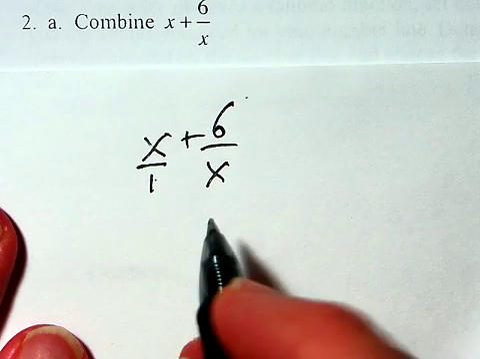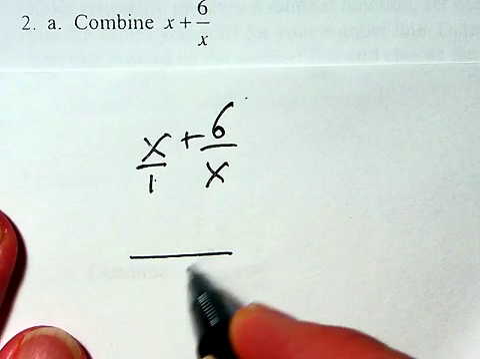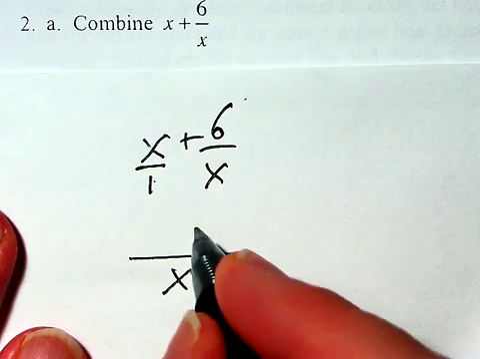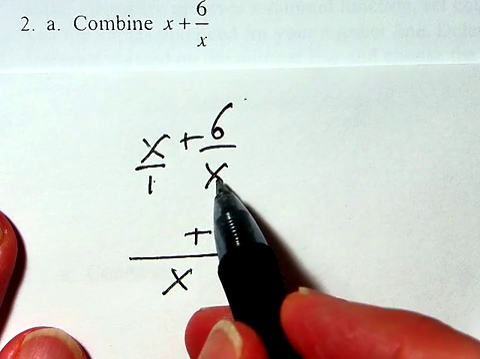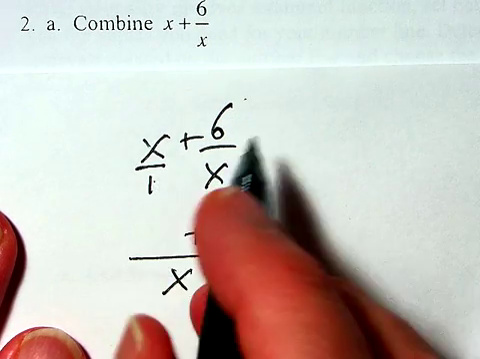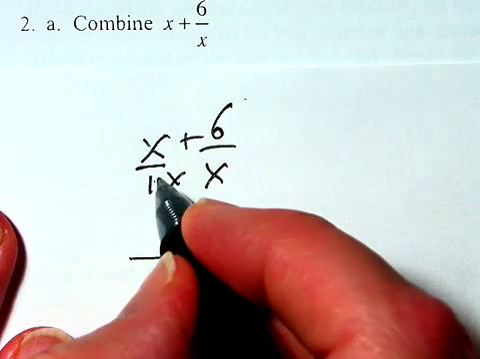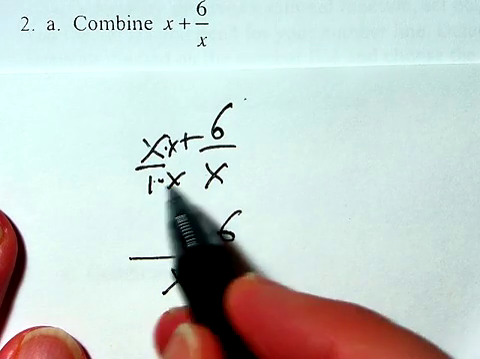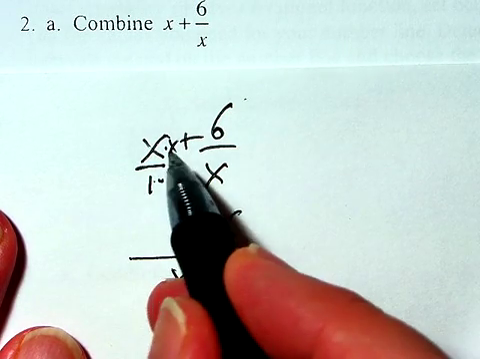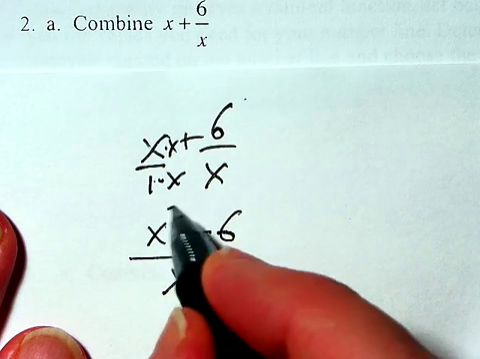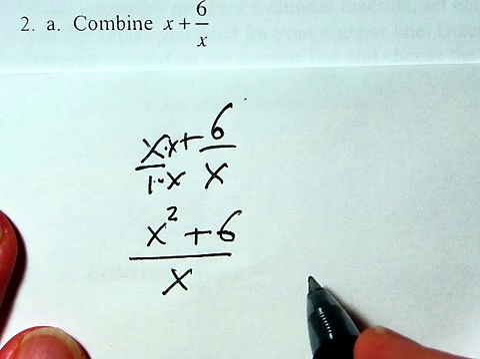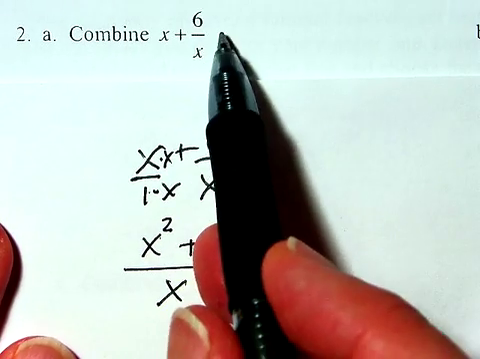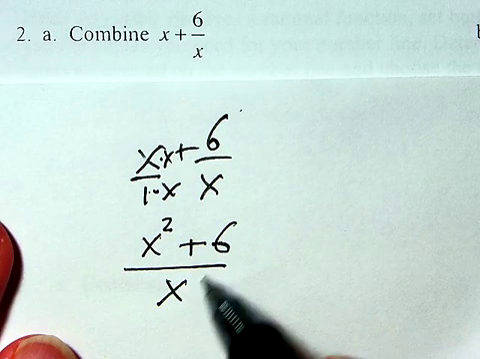So the common denominator is x, which meant that we didn't have to multiply anything with the term on the right. We can leave the plus 6 there because it already has an x denominator. But the term on the left does not have an x denominator, so we have to multiply it by x over x, which is like multiplying it by 1, but allows us to have a common denominator of x. Now we are multiplying x times x, or x squared. So x plus 6 over x is equivalent to x squared plus 6 over x.